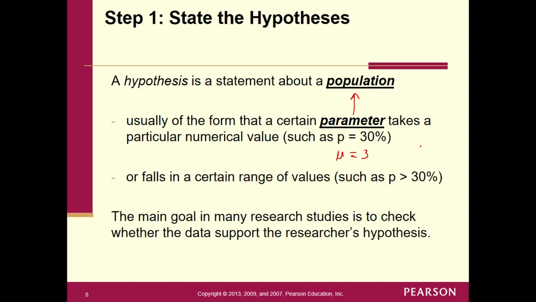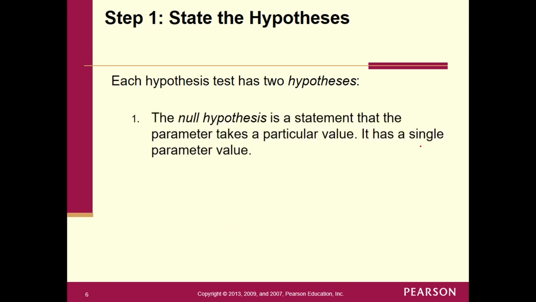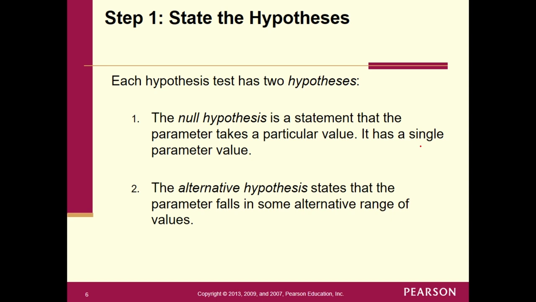The main goal in many research studies is to check whether the data supports the researcher's hypothesis. But how are we going to do that? We're going to test the opposite of the researcher's hypothesis. So each hypothesis test has 2 hypotheses. 1, the null hypothesis is a statement that the parameter takes a particular value. It has a single parameter value, all right? Then we have the other hypothesis. The alternative hypothesis states that the parameter falls in some range of values.